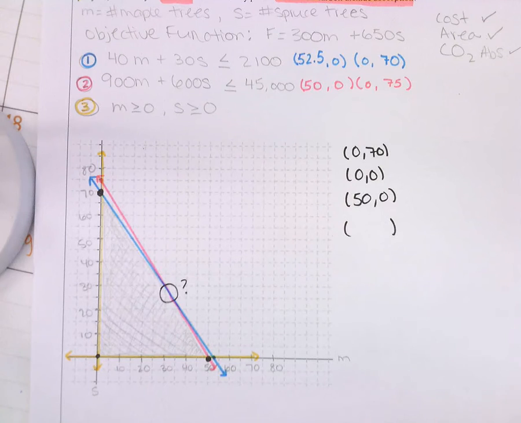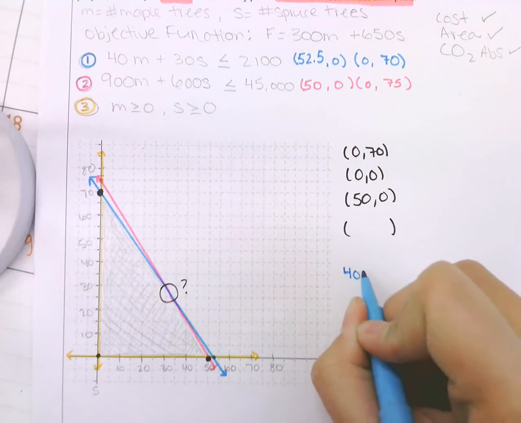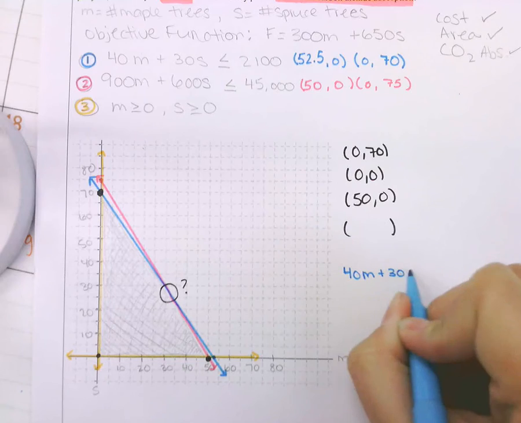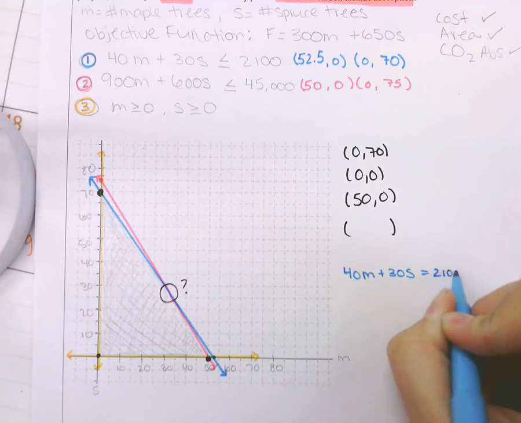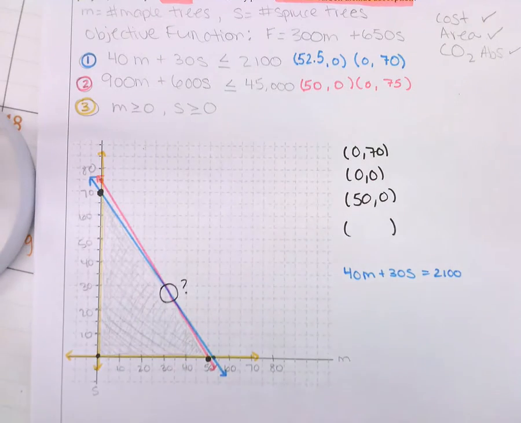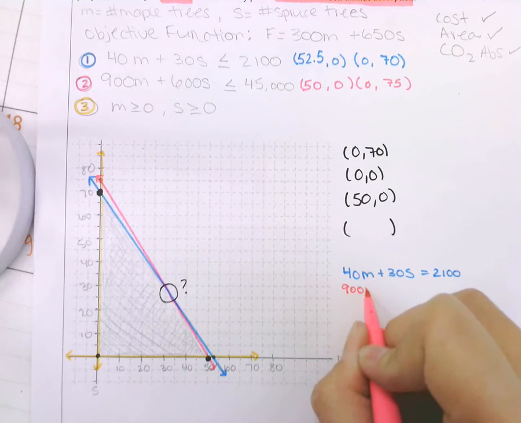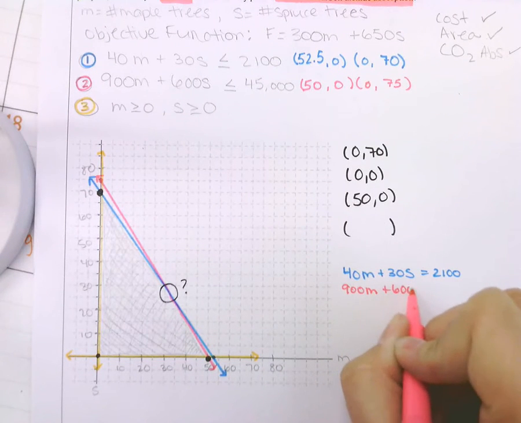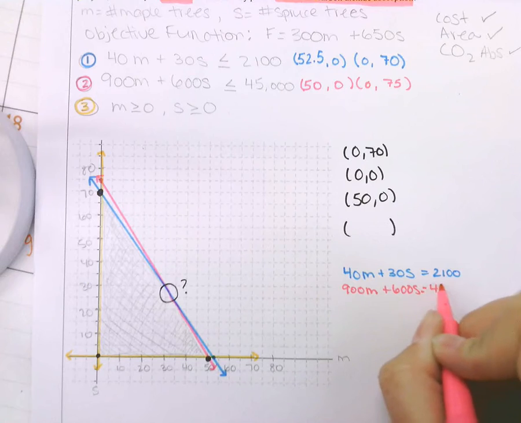Okay, so we need to know, where does blue intersect pink? So the blue is 40M plus 30S equals 2100. The pink is 900M plus 600S equals 45,000.